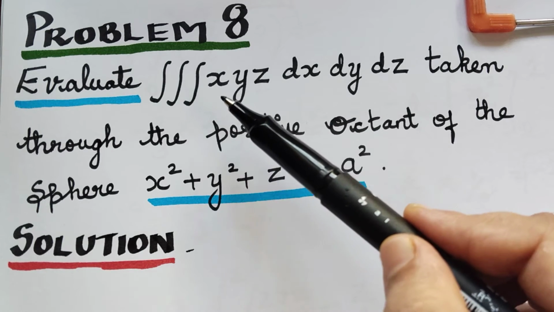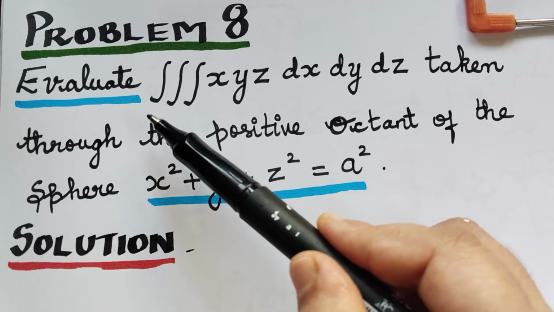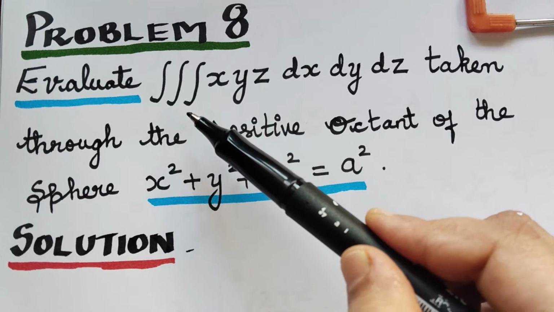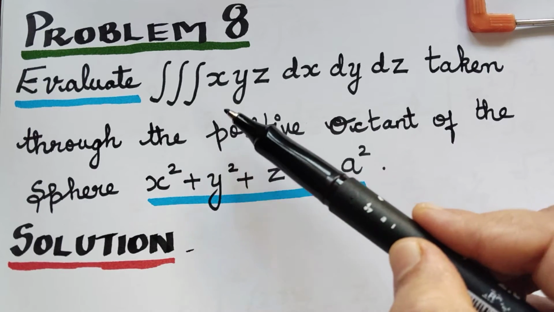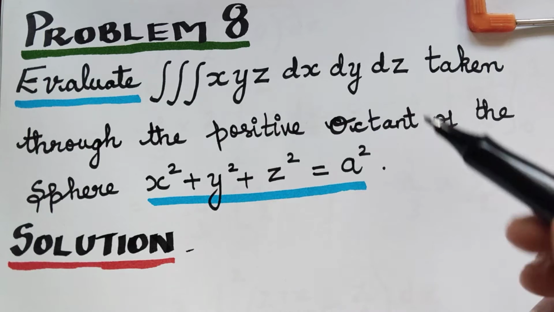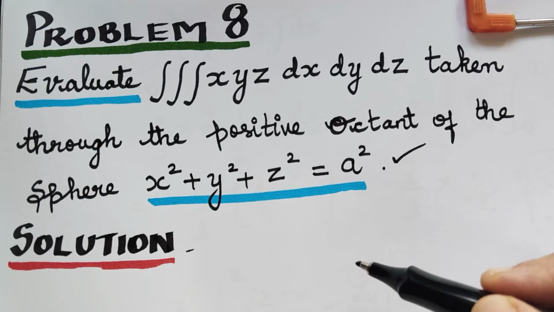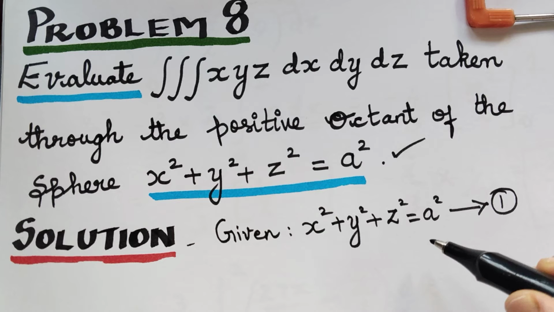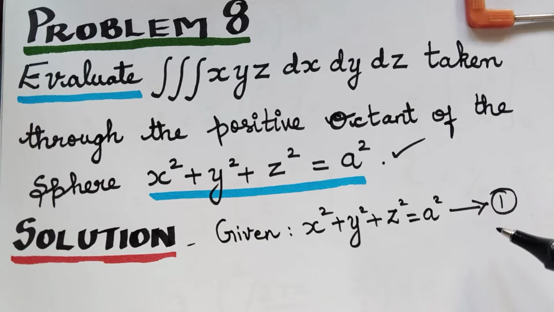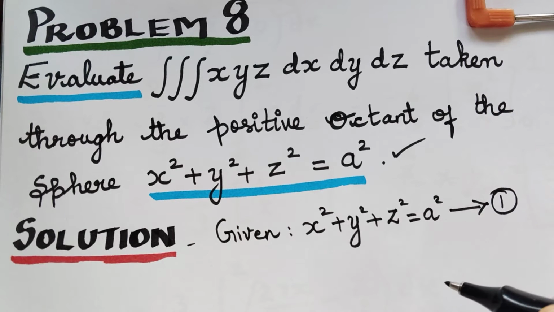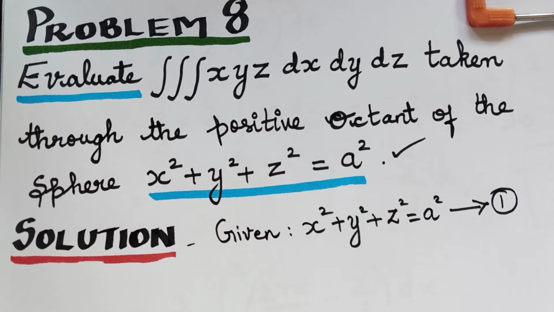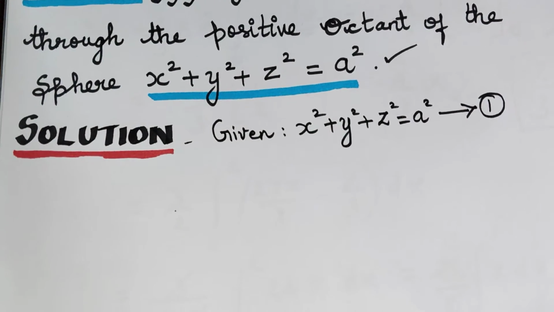For this, first we have to find the limits of these integrals with respect to x, y and z. In order to do that, first we shall write the given equation of the sphere. After writing, let us mark it as equation 1. Now we have to find the limits for these integrals. First we shall find the limit for z.